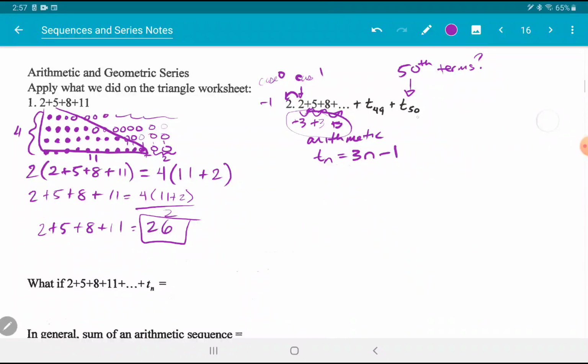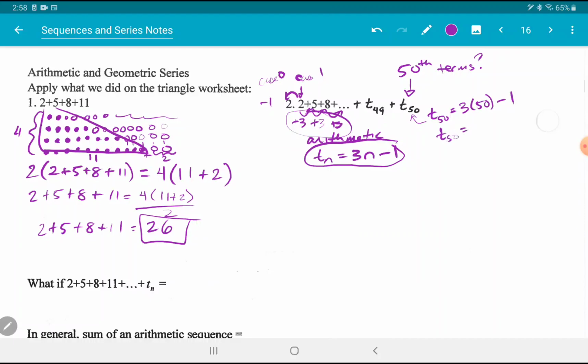Okay, so the reason why we're creating this formula here is because I really don't know what is my 50th term. So I can now find it. If I want to find the 50th term, I'm going to say 3 is added 50 times, and then if I add that with the negative 1, the case 0, we'll get what t sub 50 is.